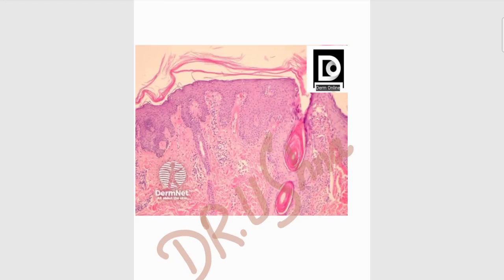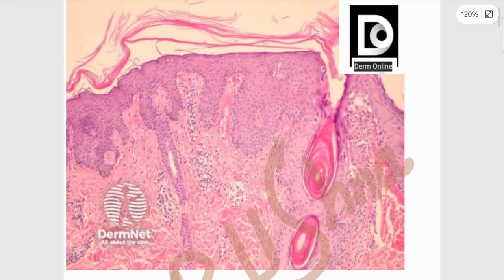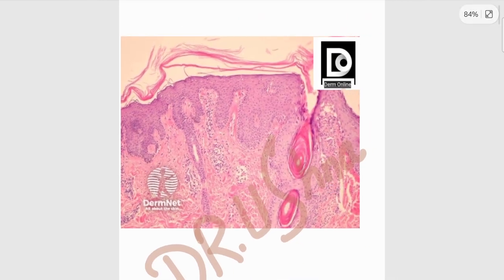So let's begin. Having a look at the slide, what are you really appreciating in this slide? This is a picture from DermNet. DermNet is a very good source for all the dermatological topics, and also the histological pictures and the clinical pictures. Always look at the picture at low microscopic view. At low view, you should be able to identify what's wrong in the dermis and what's wrong in the epidermis. So where does the basic pathology lie? This is the most important question.